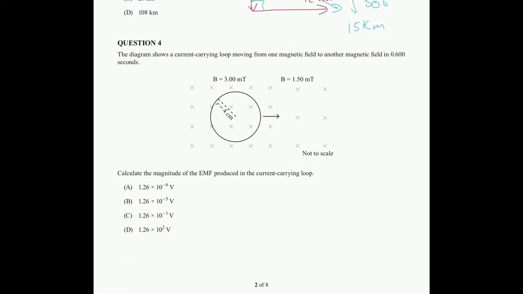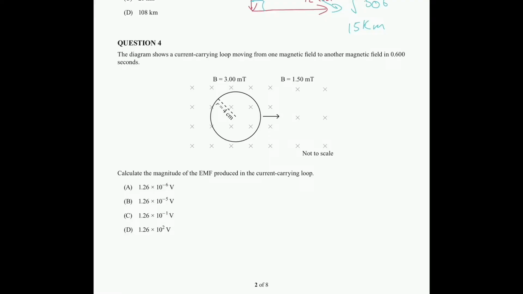Now, question 4. The diagram shows a current carrying loop moving from one magnetic field to another magnetic field in 0.600 seconds. Here we have our diagram of our magnetic fields. The X's denote the magnetic field going into the page. We also note that the region where it currently is, is 3.00 mT, so milliteslas, and then it goes to a magnetic field of 1.5 milliteslas. Calculate the magnitude of the EMF produced in the current carrying loop.